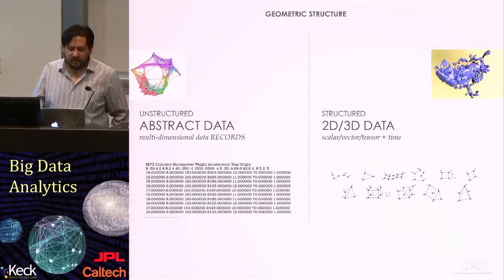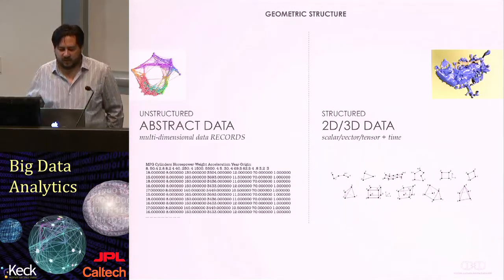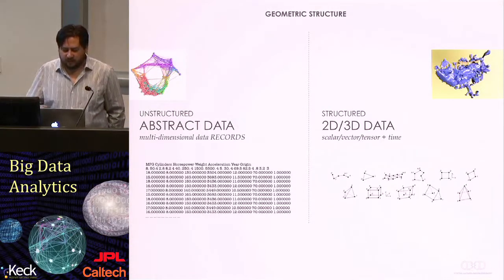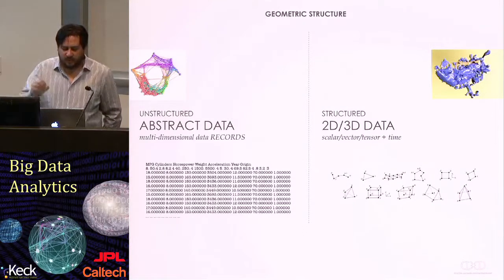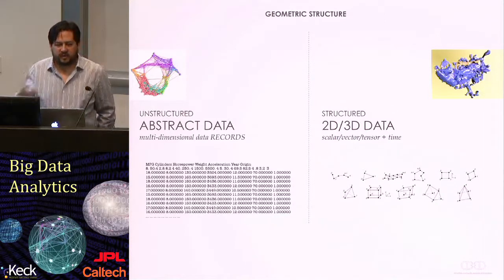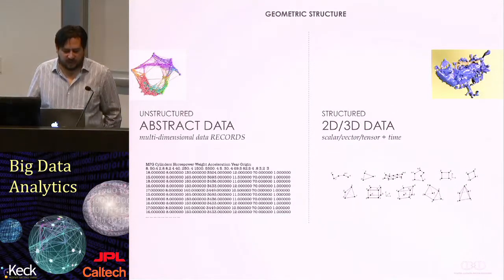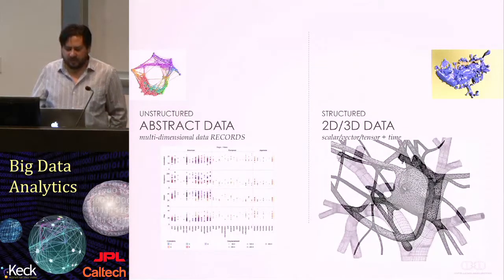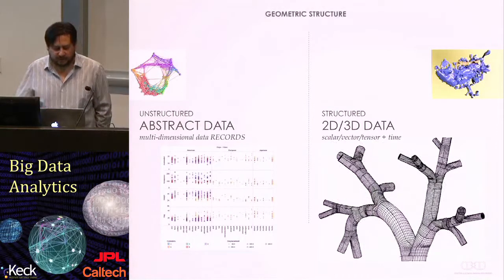Here is an example of what abstract data would look like versus 3D data. In 3D data, or structured data, you have basic physical components, either points or triangles, triangle meshes, tetrahedra, finite elements. While abstract data is mostly tables and rows of data. Here's an example of a visualization of a table versus a visualization of something a little more complex, like a mesh of a dendrite.